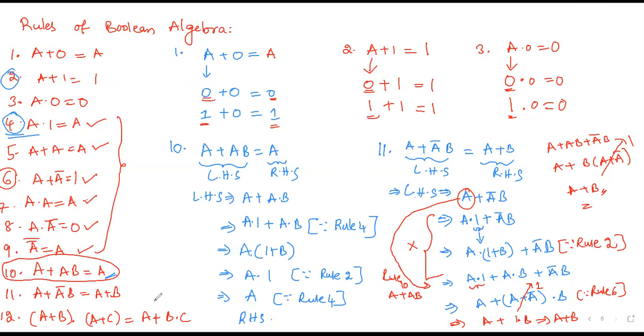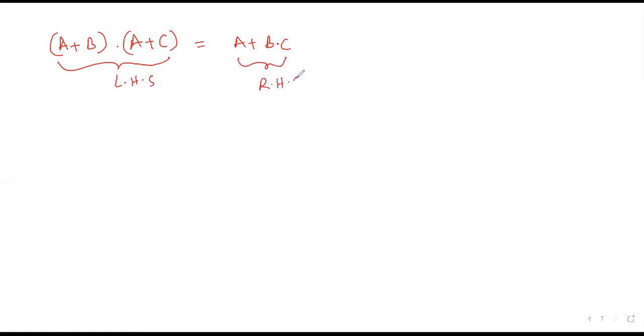Try to solve this one. 12th one. Try to solve the 12th one and let me know the steps. A plus b into a plus c. A plus B into A plus C is equal to A plus B into C. This is LHS. This is RHS. Take LHS. Try to prove RHS. Everyone do.